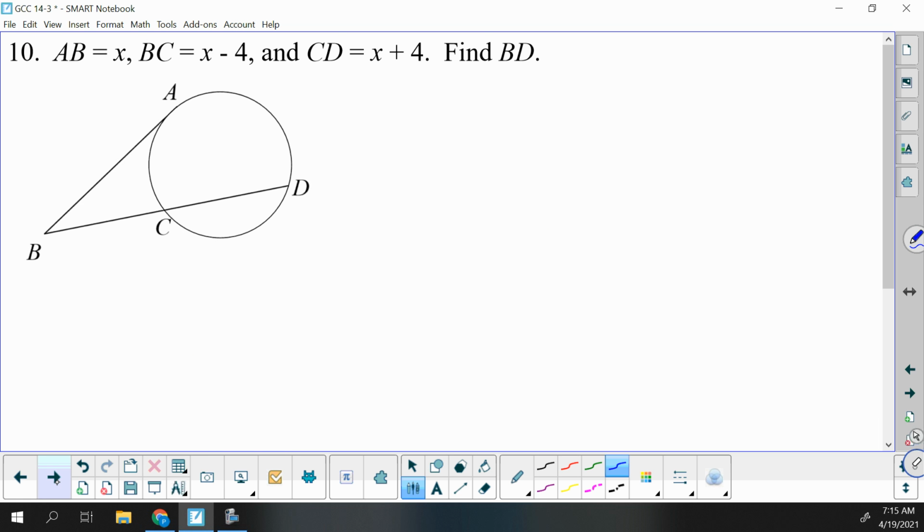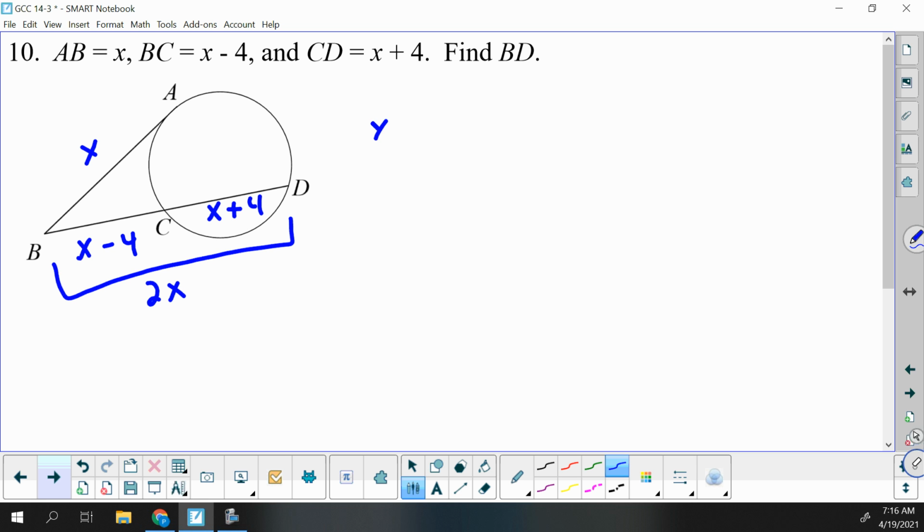And our last one for today, down in 10, we'll label the things they tell us. AB is x, BC is x minus 4, CD is x plus 4. So the x is going to be our outside and the whole on top. On the bottom, you've got the x minus 4 is the outside. We'd have to add those together to get our whole. Well, when you add them together, you'll have 2x and then the -4 and the +4 wipe out.